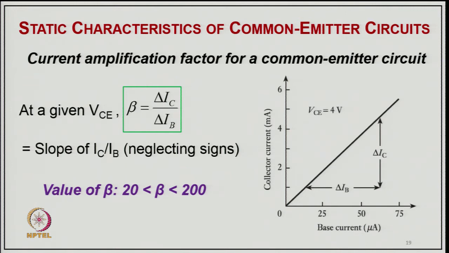For a given VC, beta is typically delta IC upon delta IB, the slope of this, and this value of beta is generally from 20 to 200 or so. So you can call it, the current gain in this configuration is much higher than the previous one.